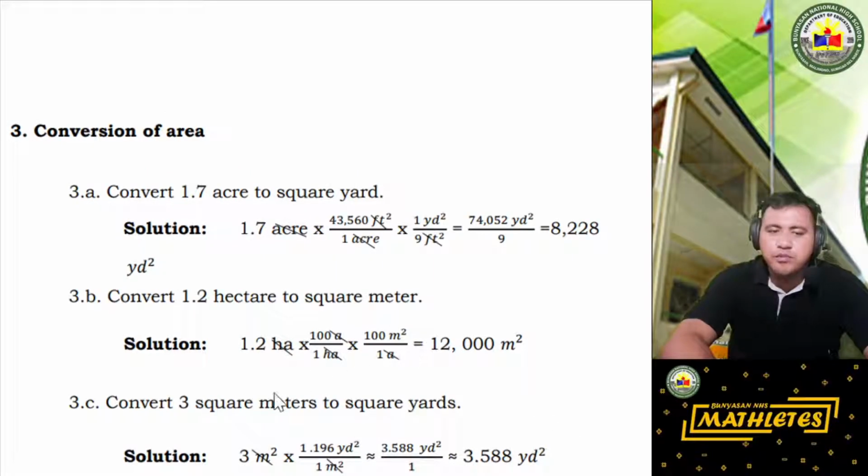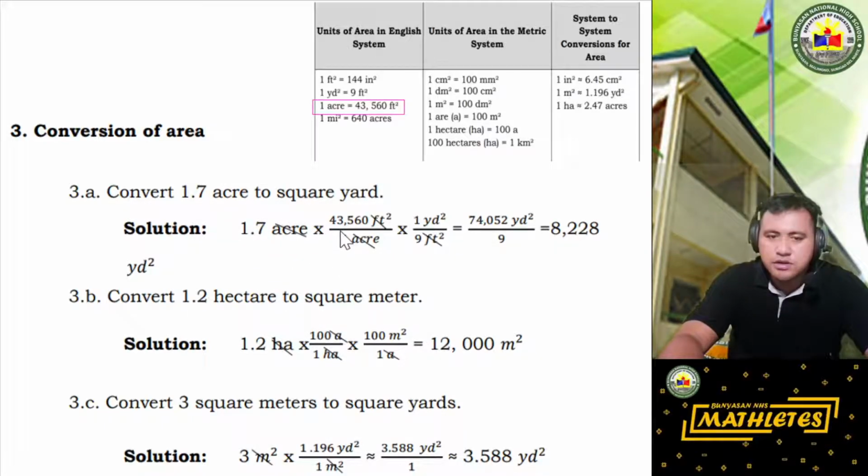Okay, for example number 3, the conversion of area. So convert 1.7 acre to square yard. So okay, we have 1.7. So this is the conversion factor, 43,560 square feet. So we have to cancel again. Yard yung kailangan makuha, yard. So ito 9 feet squared is equivalent to 1 square yard.